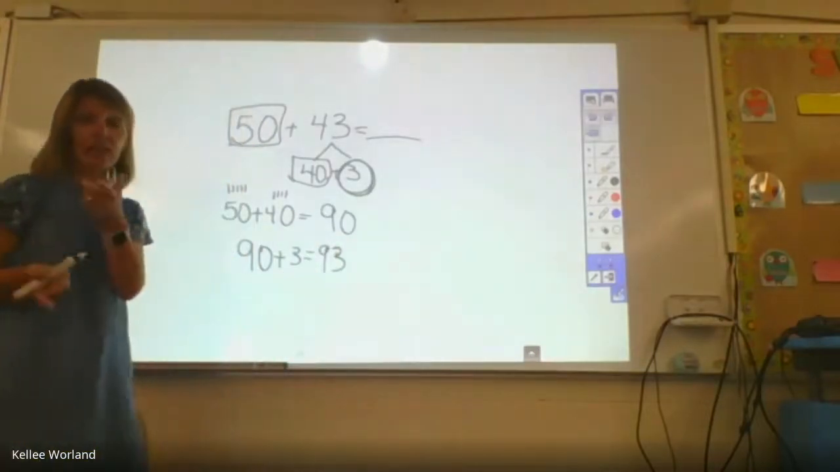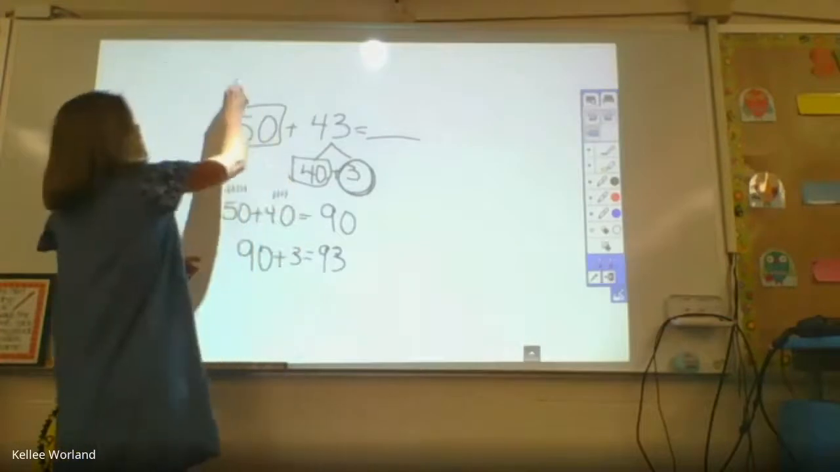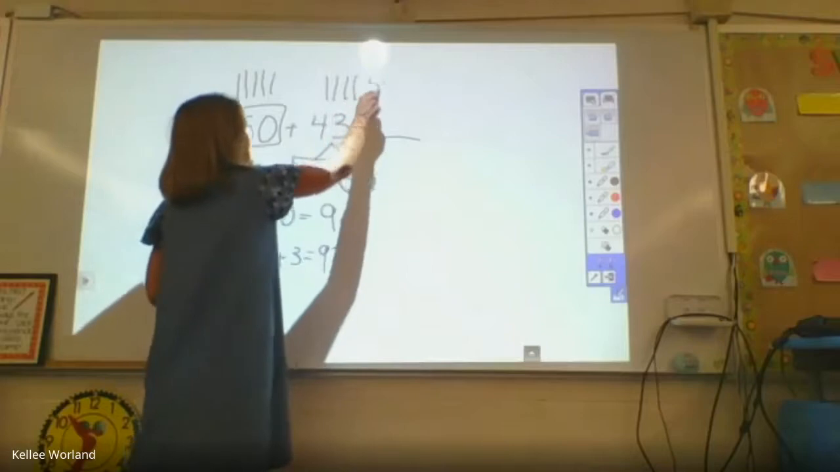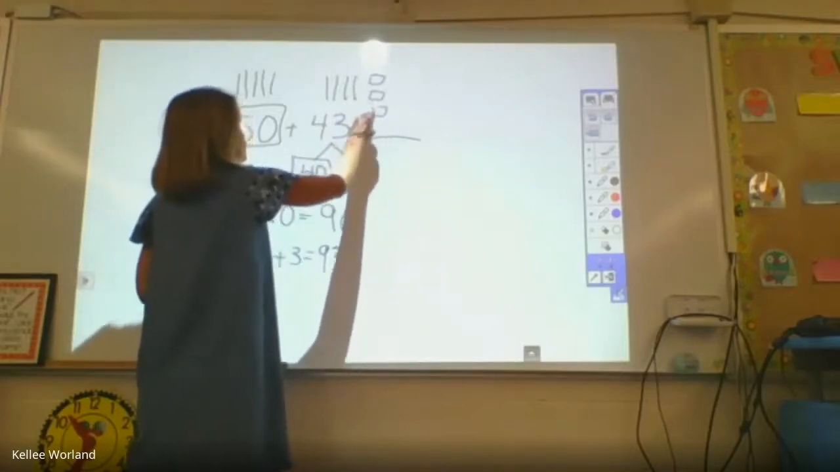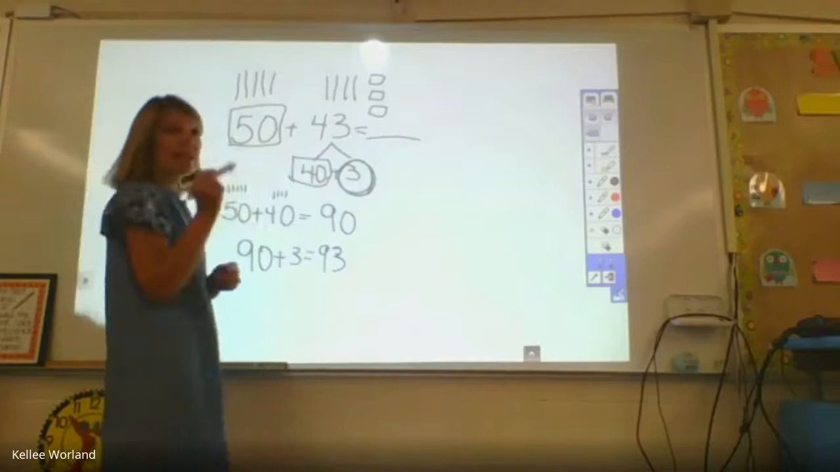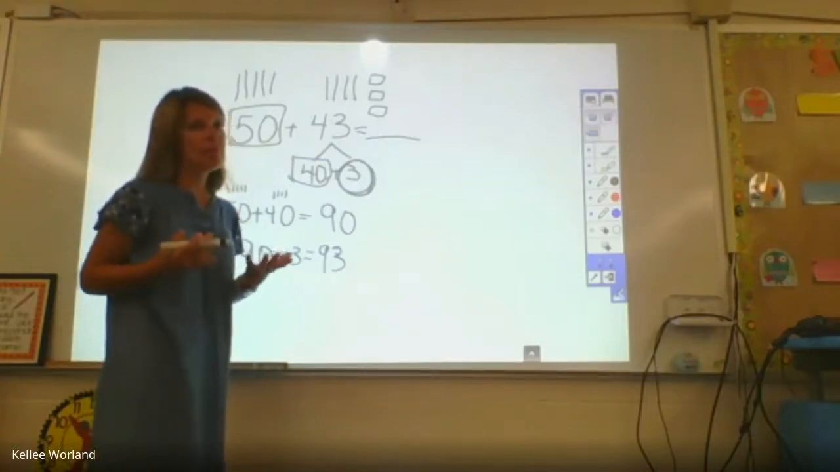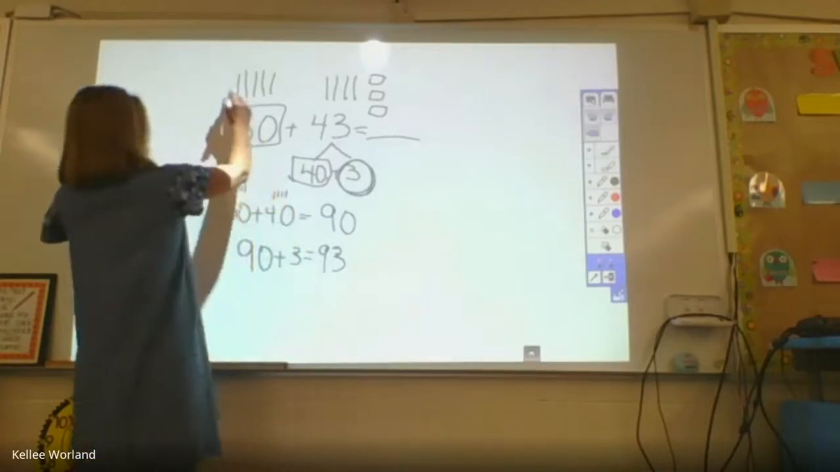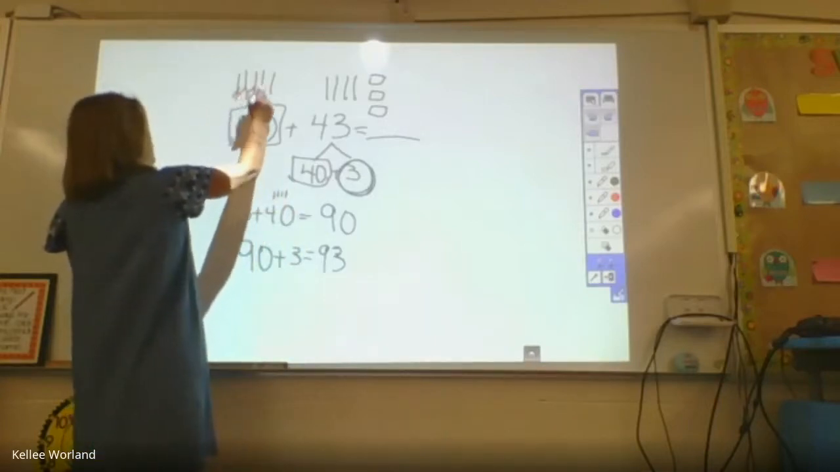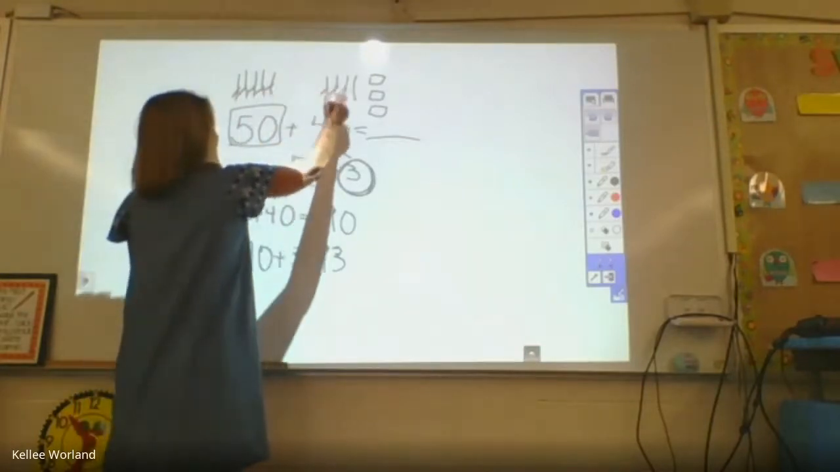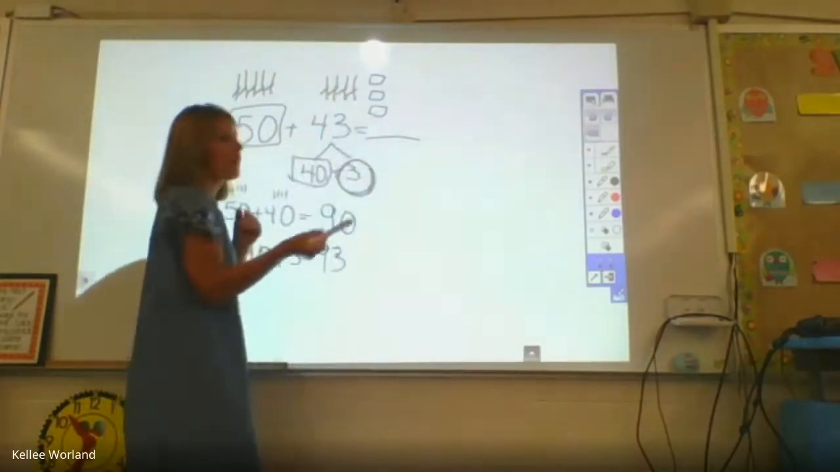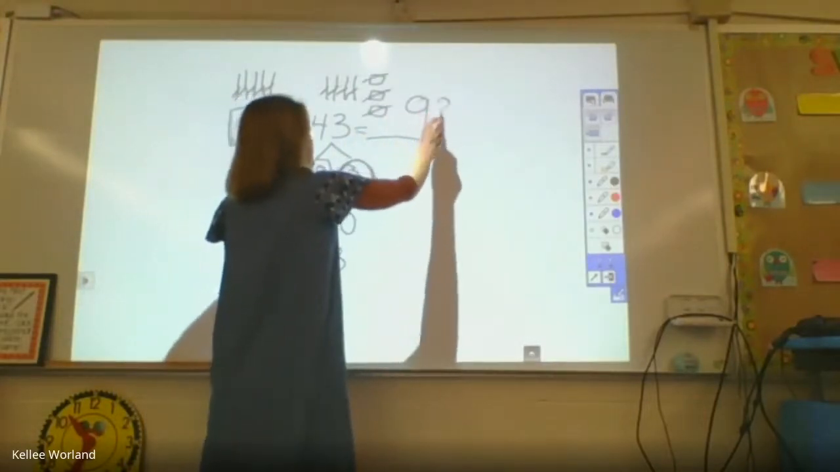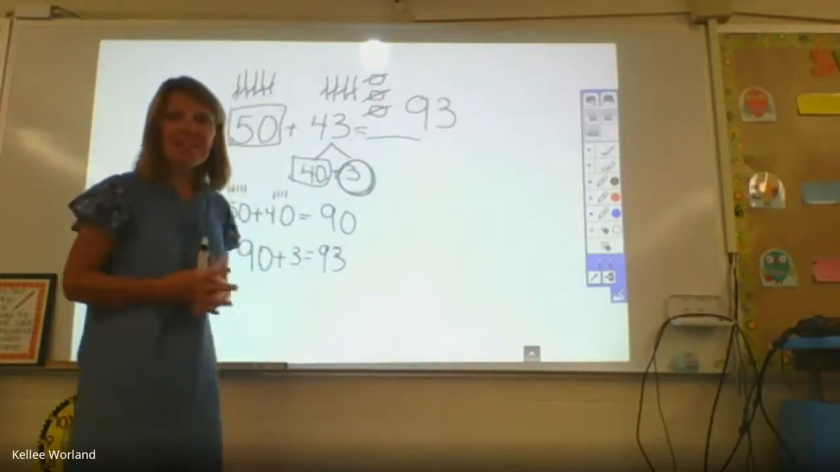Okay, so you're saying you'd rather do it the other way. 10, 20, 30, 40, 50, 10, 20, 30, 40, 41, 42, 43. Now, I like to mark through things to know that I've counted. That's just something that I like to do. You might find that it's helpful for you. So we're going to go 10, 20, 30, 40, 50, 60, 70, 80, 90. Okay, now let's start counting by ones. 91, 92, 93. What do you guys think?